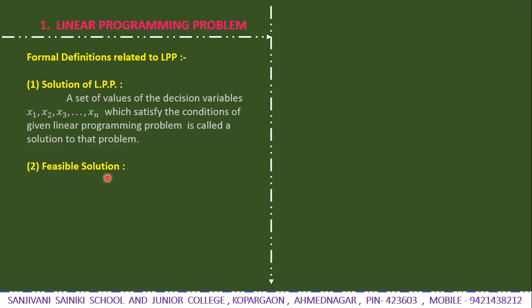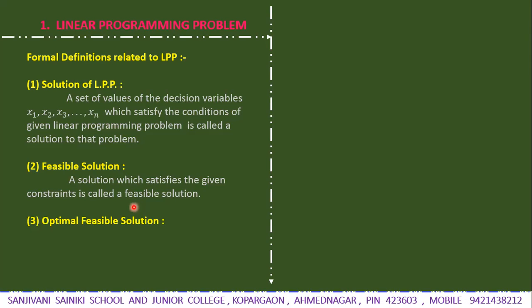The next definition is a feasible solution. A solution which satisfies the given constraints is called the feasible solution. Any point from the feasible solution which satisfies the constraints is called a feasible solution.